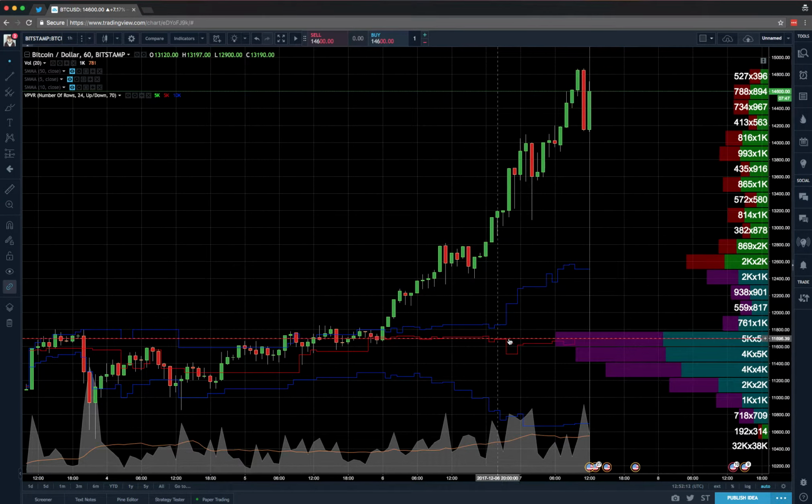Now the red lines. The very straight red line here, that's what we call the point of control. That is showing us where the most volume has been traded for that particular time frame we've got highlighted, and then the red line that's moving is the developing point of control. That just moves with the flow, showing us at any given time where the most volume has been traded.